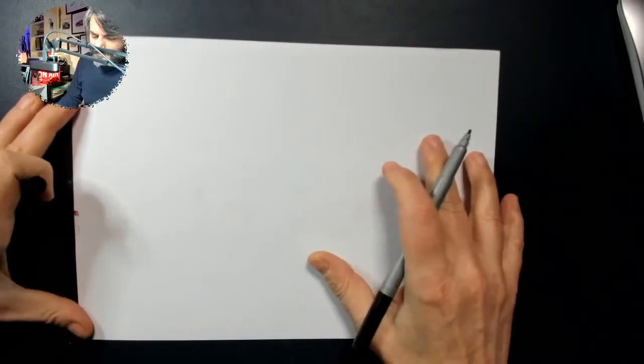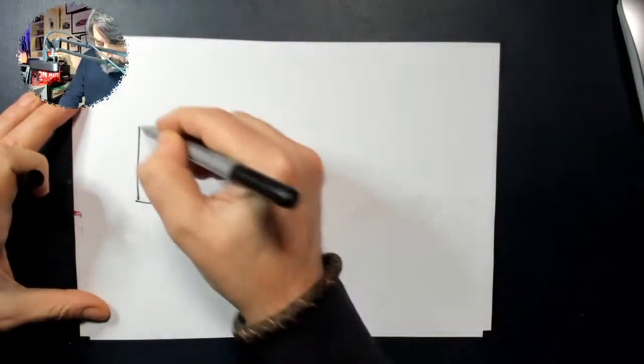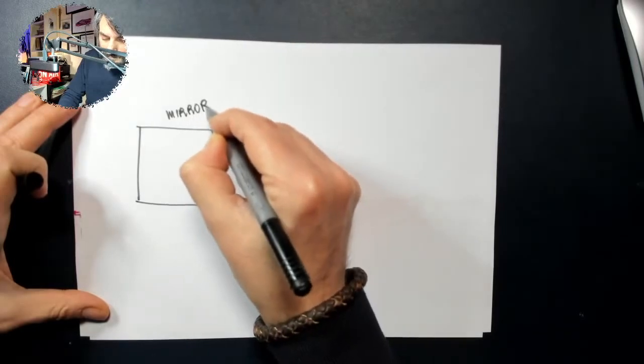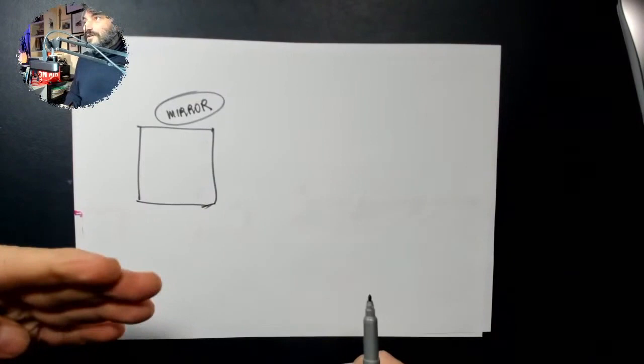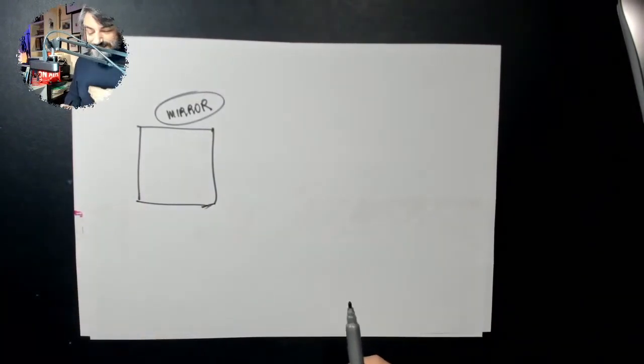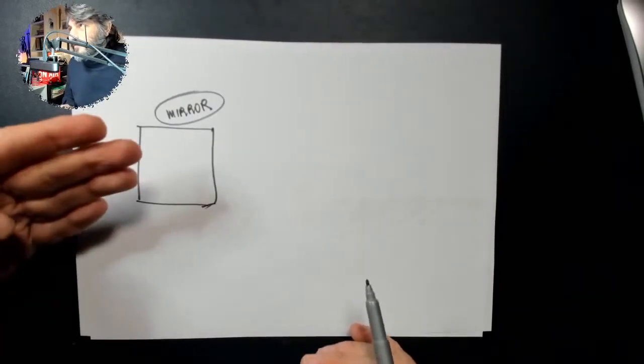Okay. So when we have a flat surface, basically it's like a mirror. Like the mirrors we have at home. A flat surface will show you exactly the same image that will be in front of that flat surface.